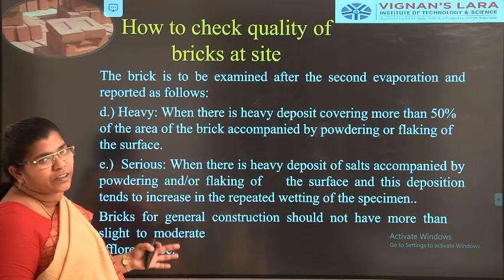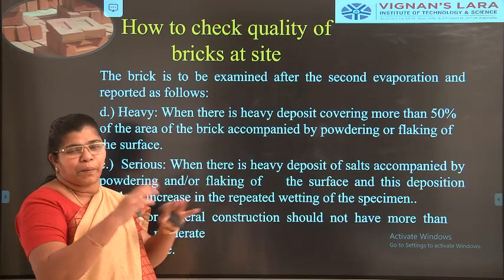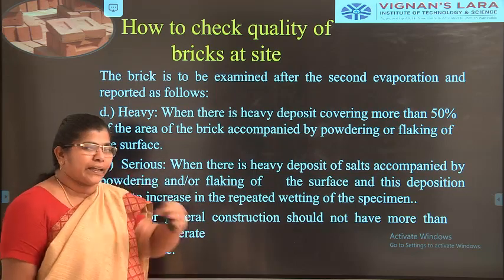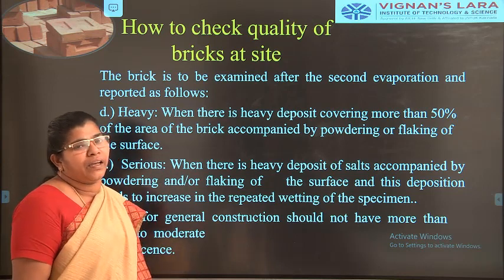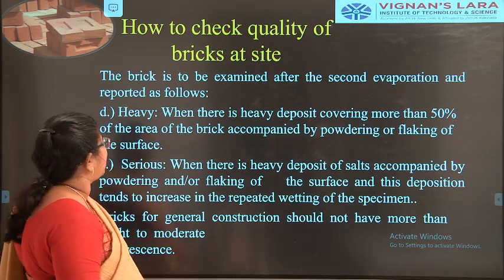When there is a heavy deposit of more than 50%, the brick will be powdered at the top. And it is a very serious condition when there is a deposition of this efflorescence almost all throughout the brick. Then we should not use that specimen for construction purposes.